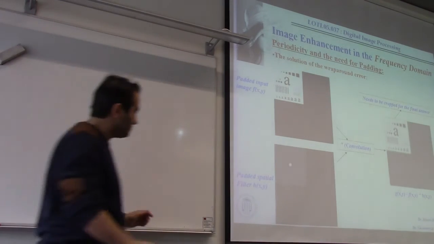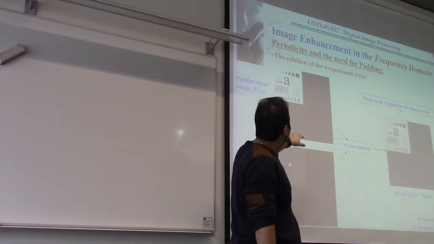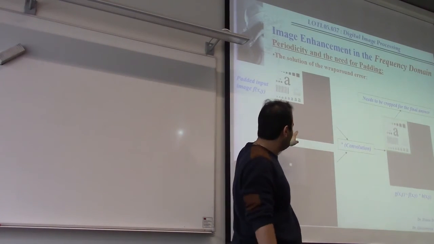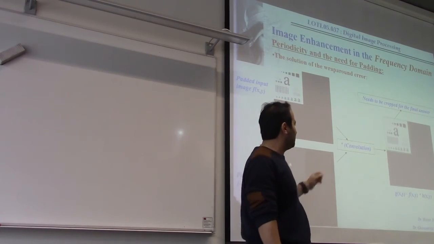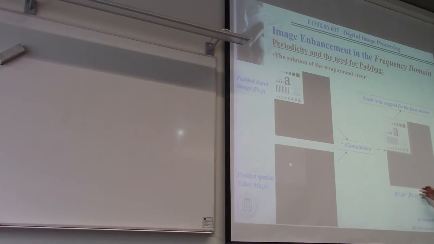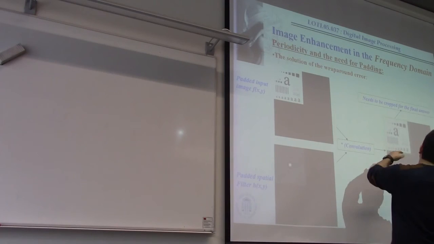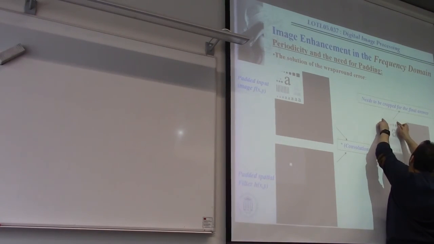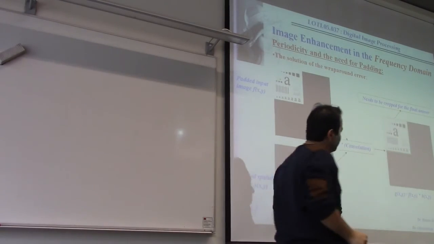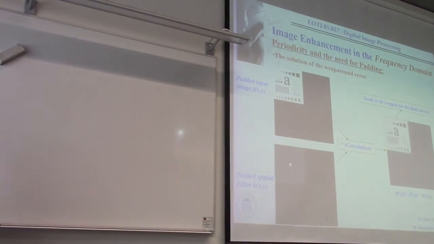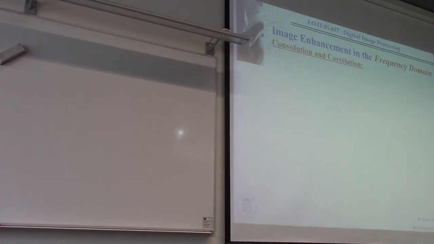Okay, continue about the cameraman. We combine this kernel with the image, and after convolution you can see that, similar to the cameraman image, we have an image like this that we need to crop, and also you can easily see that we don't have any wraparound error here. It's the solution that we can use to solve the wraparound error.